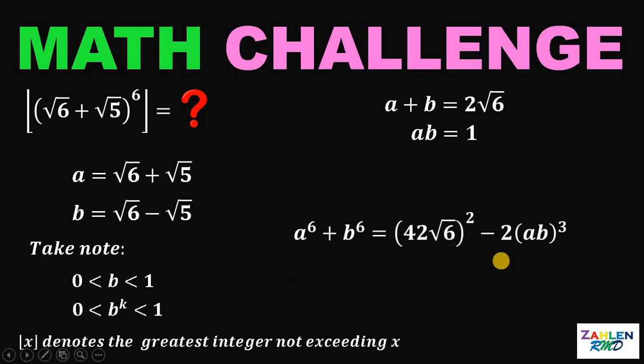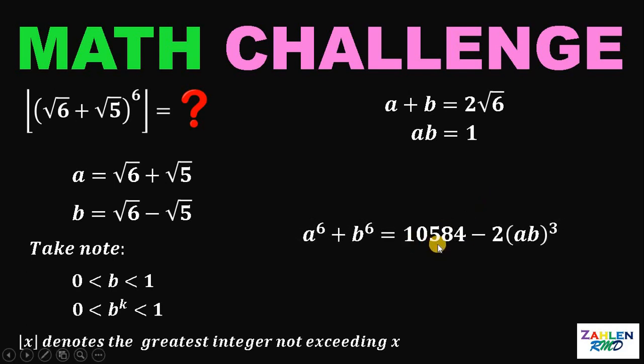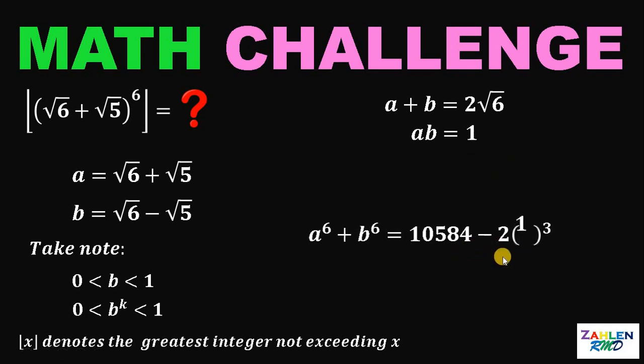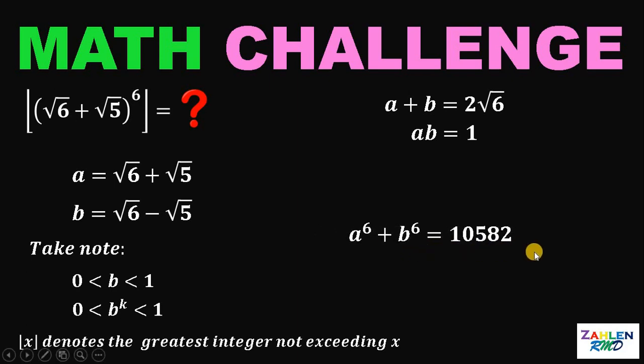And now, let's simplify. 42 times square root of 6 raised to 2 is equivalent to 10,584. And take note that a times b is just 1. So the right hand side is just 10,584 minus 2, or simply 10,582. Now also take note that we want the value of a raised to 6. So let's subtract b raised to 6 on both sides.